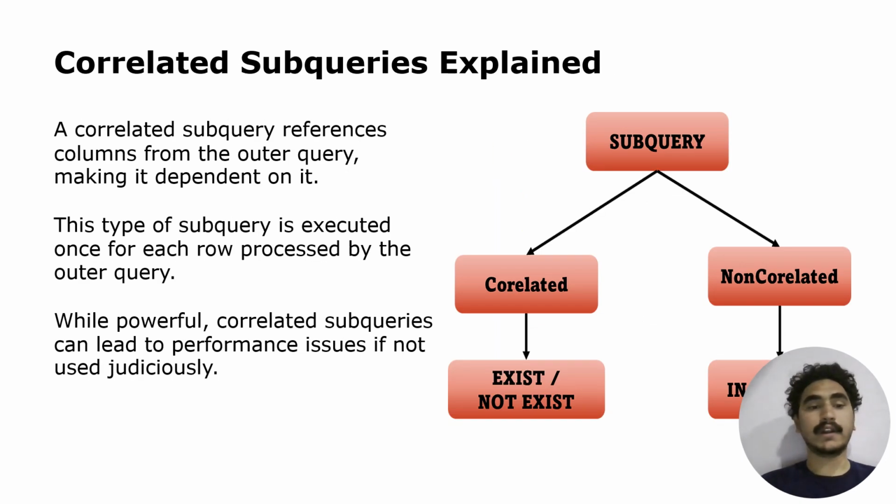You can see correlated subqueries. A correlated subquery references columns from the outer query, making it dependent on it. This type of subquery is executed once for each row processed by the outer query. While powerful, correlated subqueries can lead to performance issues if not used judiciously.